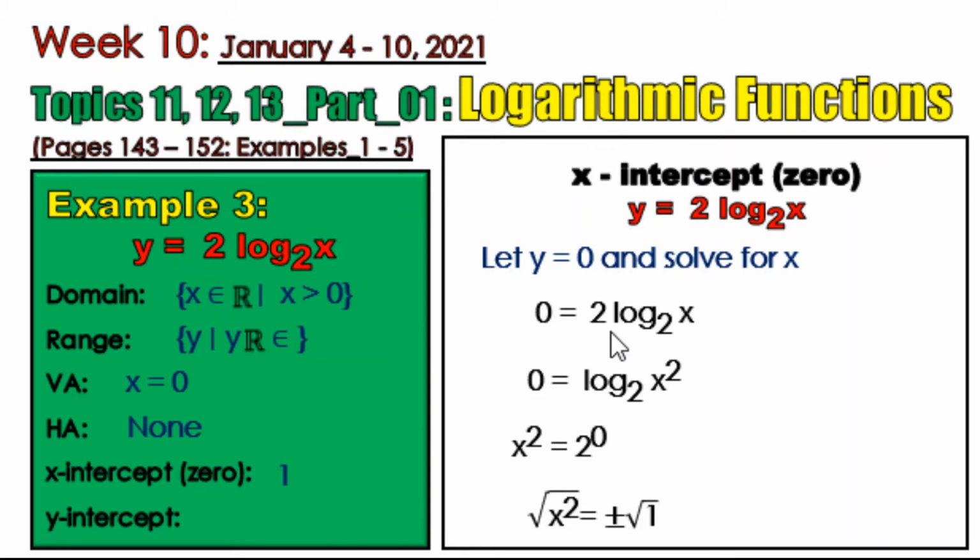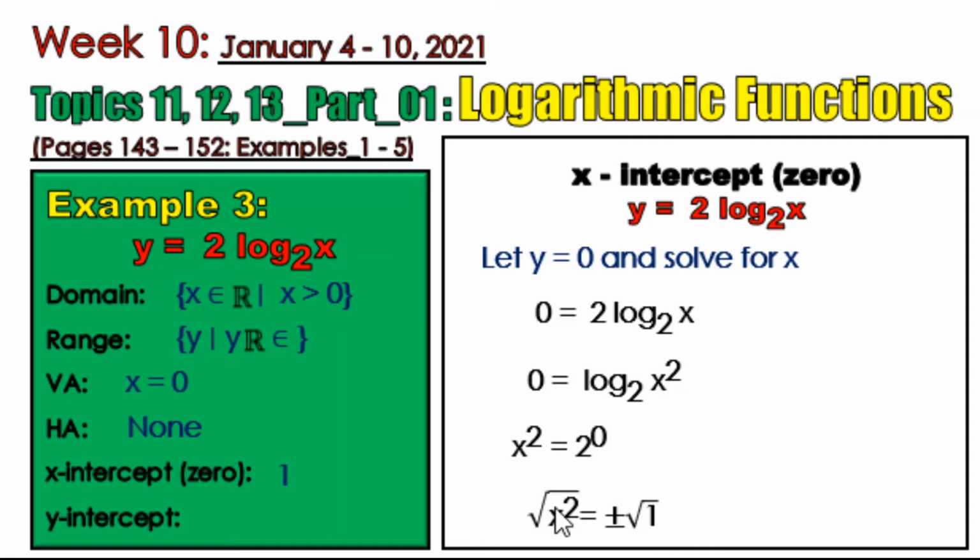So we have 0 is equal to 2 logarithm of x to the base 2, and applying the laws of logarithm, your 2 is the exponent of x. So we can have 0 is equal to logarithm of x squared to the base 2. If we express this in exponential form, we have your base is 2, the answer is the exponent of 2, and the argument is the answer. So x squared is equal to 2 raised to 0, and 2 raised to 0 is equal to 1.